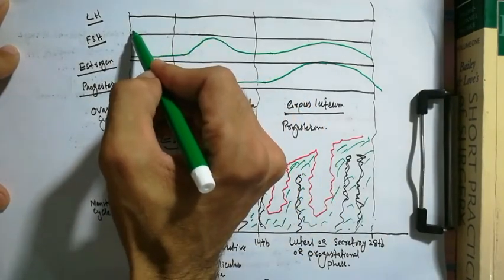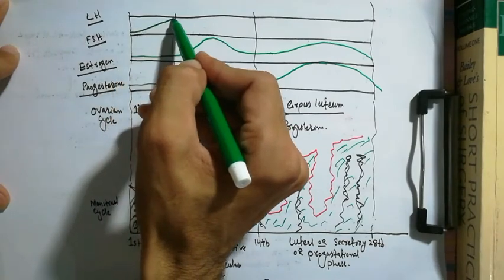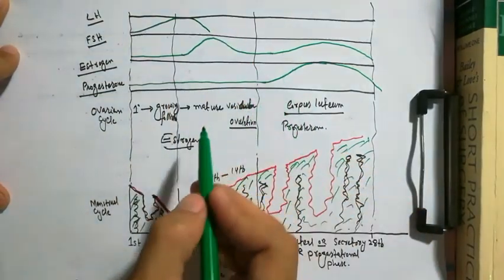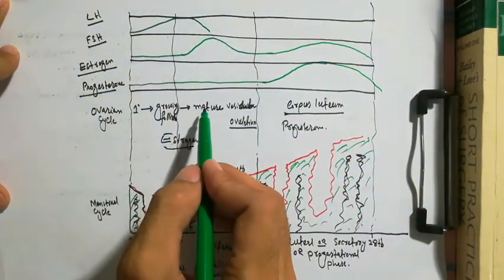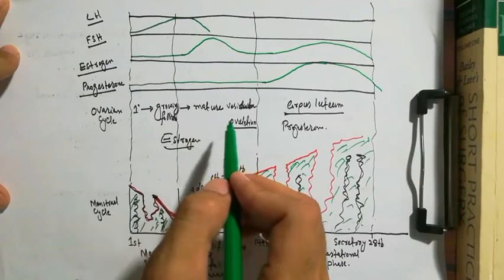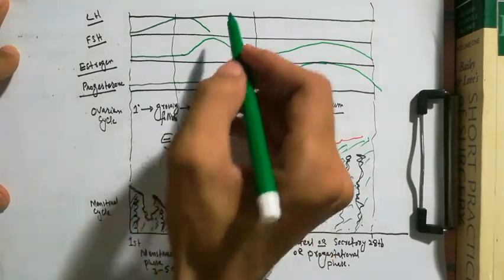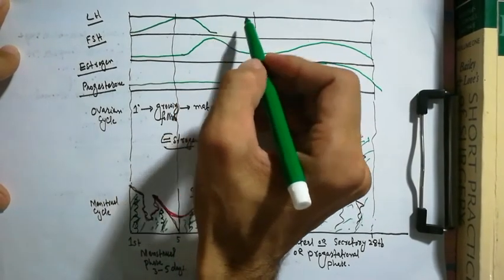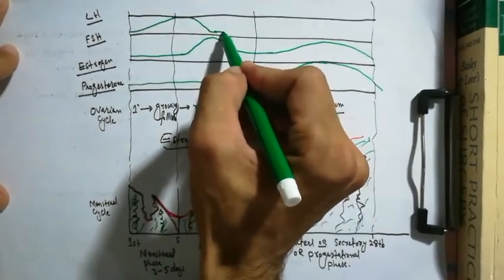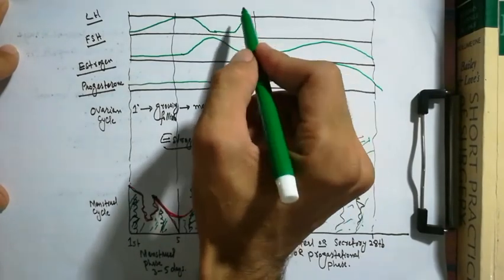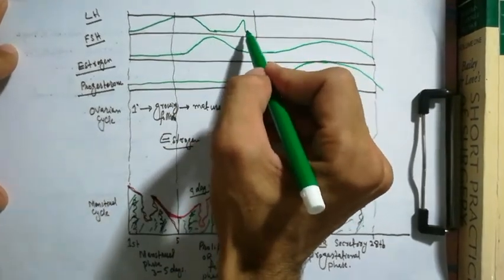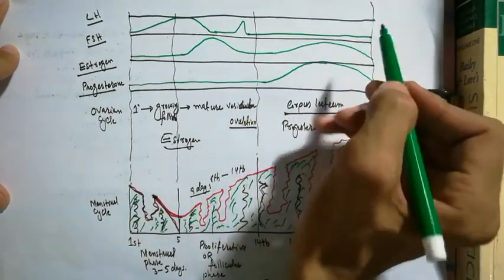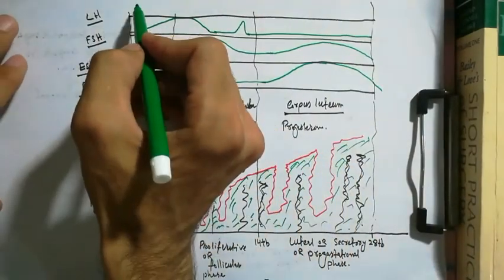So like this, when mature vesicular follicles are formed, then the estrogen level falls, and here the concentration of follicle stimulating hormone is increased, and then the concentration remains low.